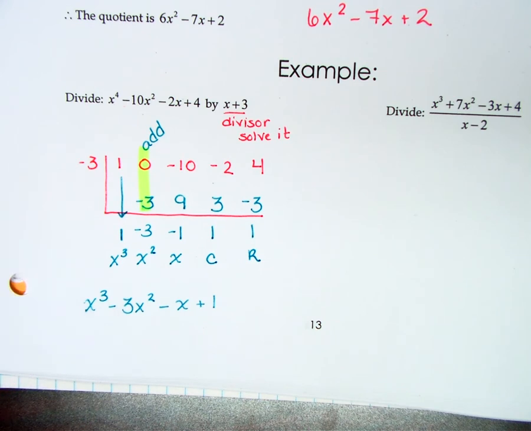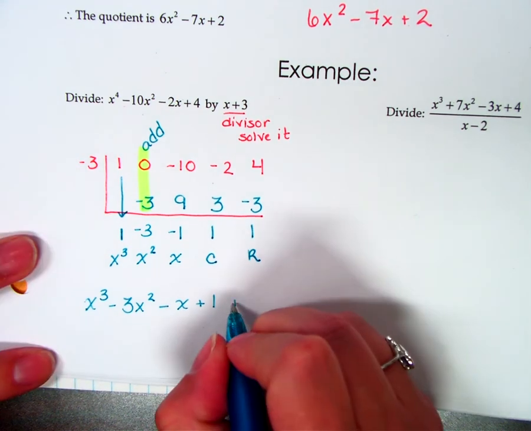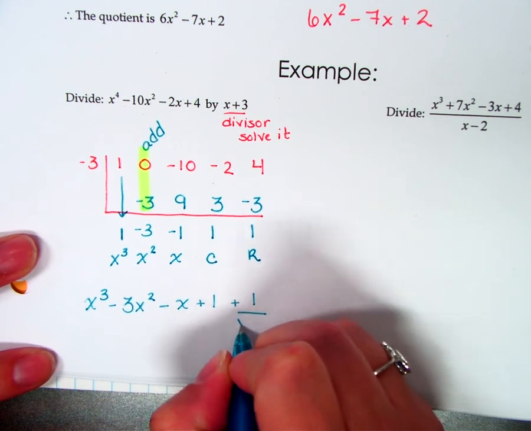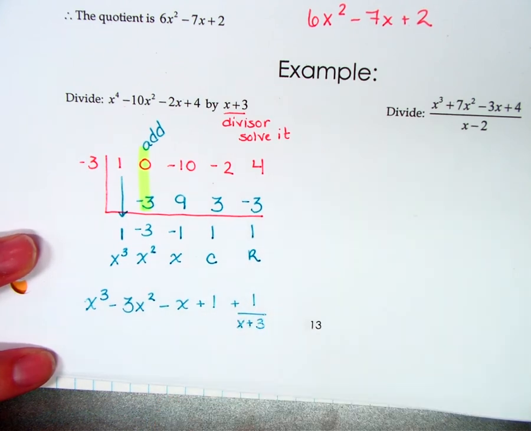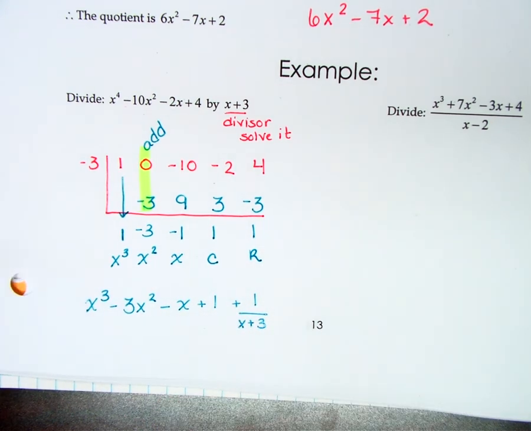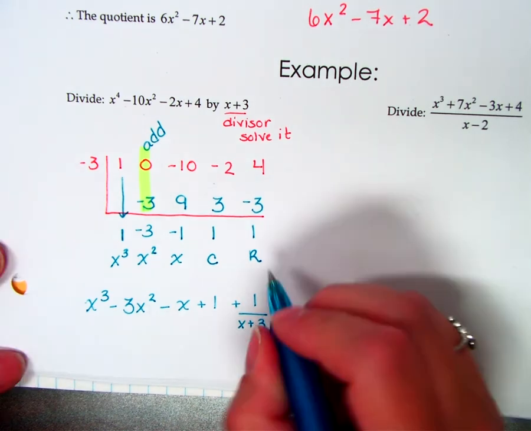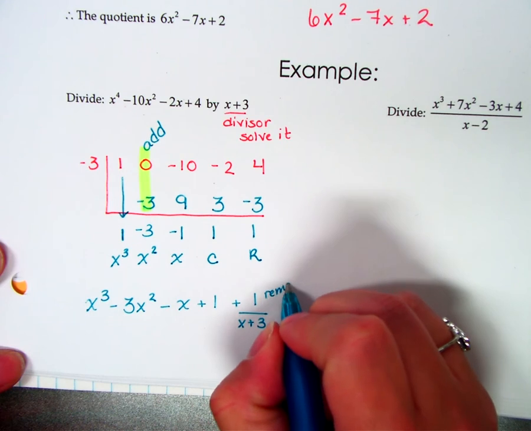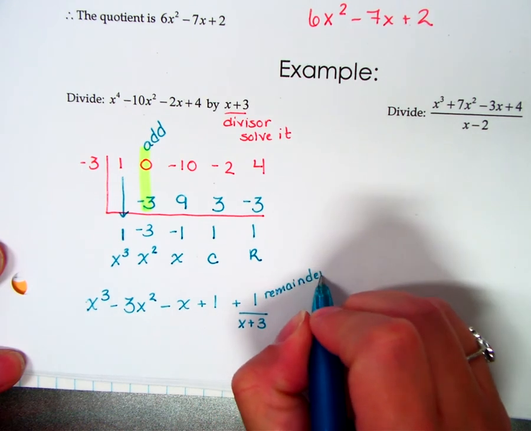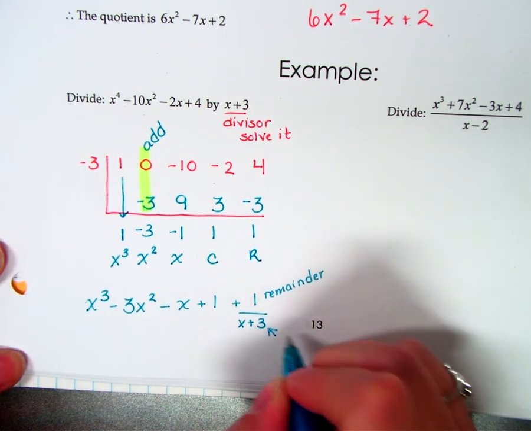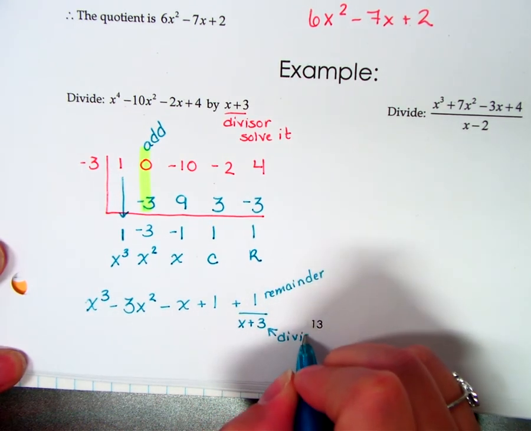And then this is how we're going to write the remainder. Everybody ready? Okay, because it's what's left over. So it's plus 1 over the divisor. And you are done.